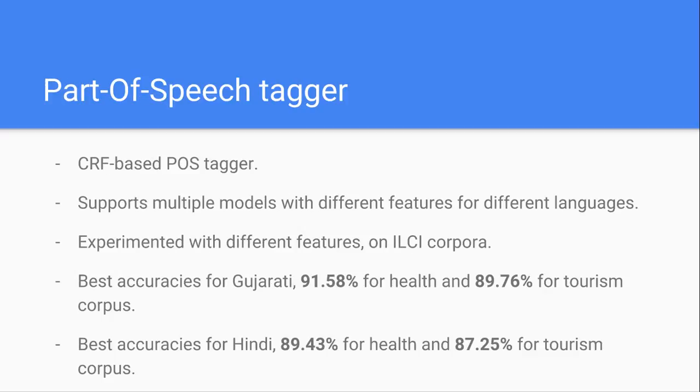The next is the part of speech tagger. I used a CRF based approach for the part of speech tagger. I ran the tagger with different features on Gujarati and Hindi on the ILCI corpora. For Gujarati, I got 91.58% accuracy on the health corpus.